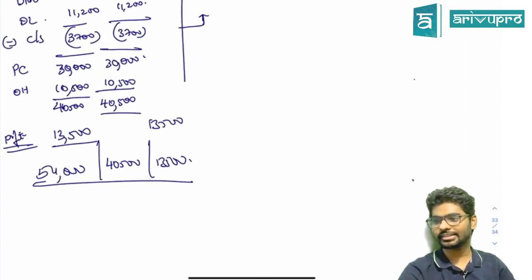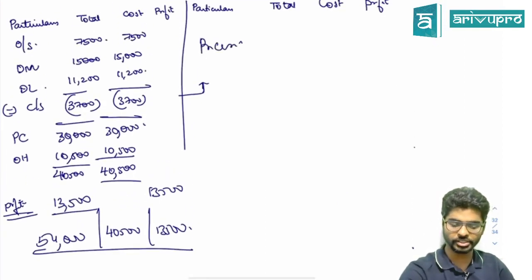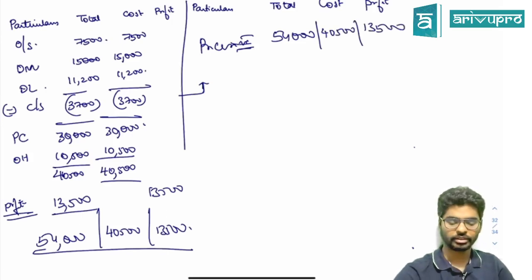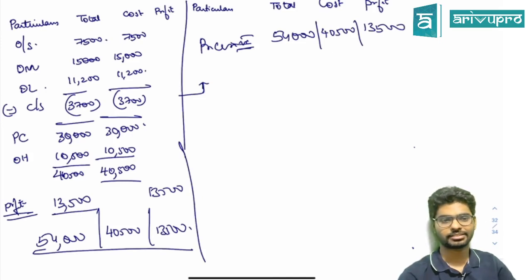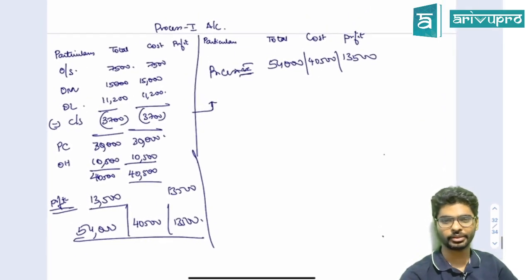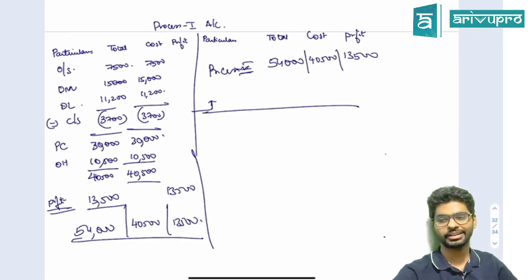Did you all understand this? So this goes to my process 2 at 54,000, out of which my cost is 40,500 and profit is 13,500. Did you all understand this? In different books they do differently, so you can follow whichever is required. Either you can take the closing stock here or you can reduce it there, anything is fine.